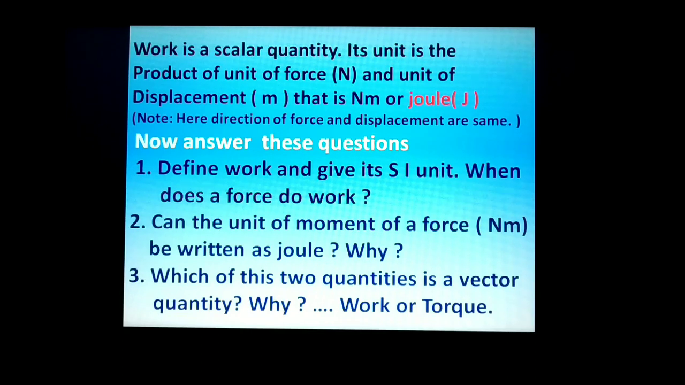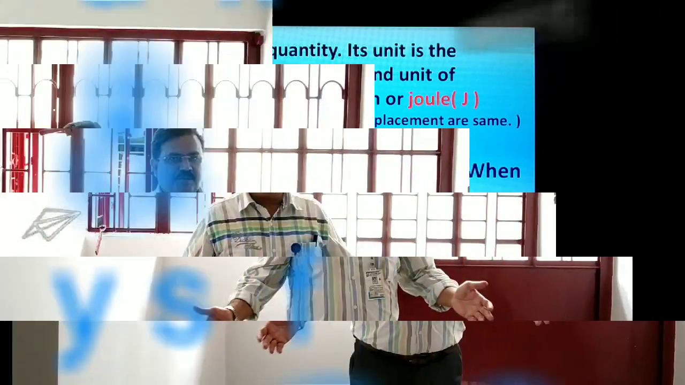Now answer these questions. Question number 1. Define work and give its SI unit. When does a force do work? Question number 2. Can the unit of moment of force, Newton meter, be written as joule? Why? Question number 3. Which of these two quantities is a vector quantity? Why? Work or torque?